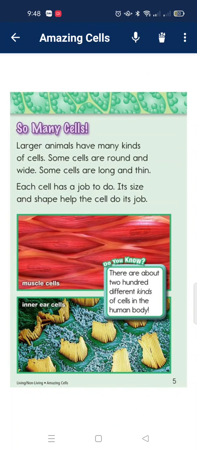So many cells. Larger animals have many kinds of cells. Some cells are round and white. Some cells are long and thin. Each cell has a job to do. Each size or shape helps the cell to do its job.